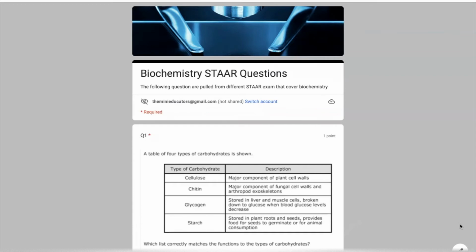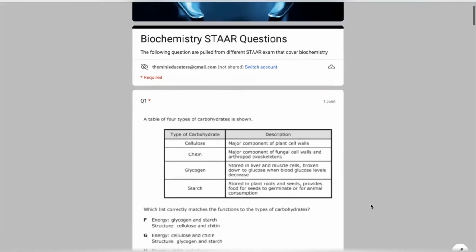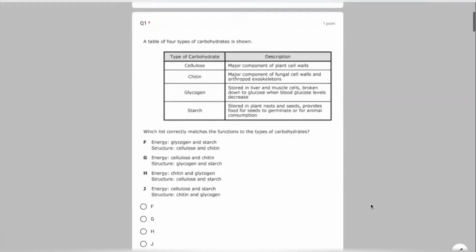We're going over some biochemistry STAAR questions. Again, as the description says, the following questions are pulled from different STAAR exams that cover biochemistry. So we're just going to be explaining different ones, working together to make sure that y'all understand these topics, because we definitely know that we've covered them a lot. But let's go ahead and start with the first question. Take it away, Educator 2.